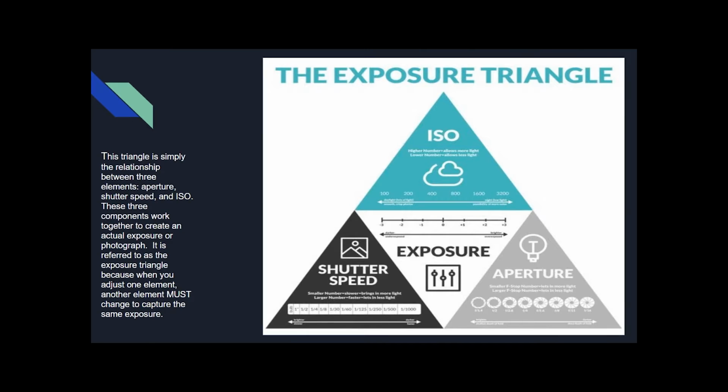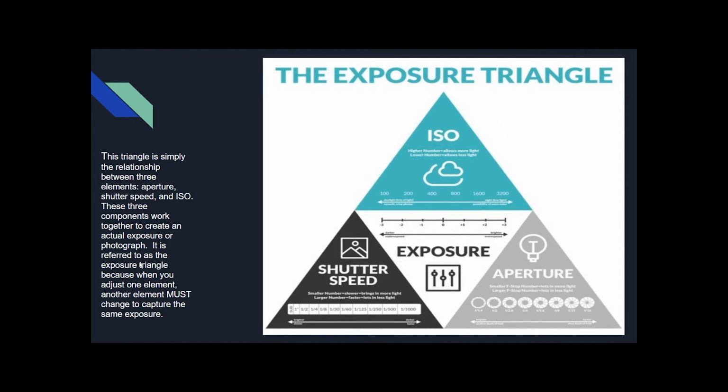So now we're going to look at what makes a photo. Okay, so the very first and important thing that I must emphasize is what we call the exposure triangle. Okay, the exposure triangle is what makes up an image. If you look on the left hand side here, this triangle is simply the relationship between three elements: your aperture, your shutter speed and your ISO, which we're going to look at in just a moment. These three components work together to create an actual exposure or a photograph.